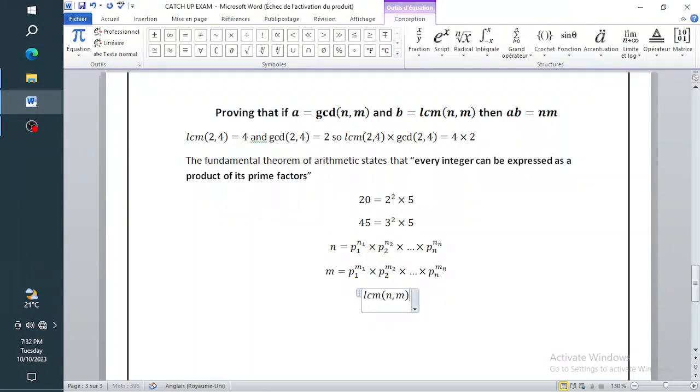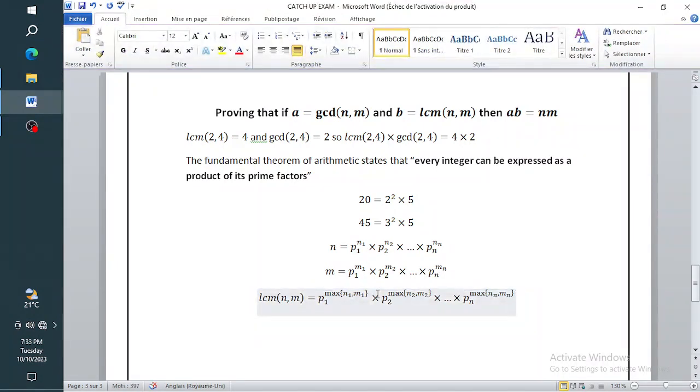and m is just equal to, so what I do is that I just make sure that this P1 should be in n and in m, P2 should be in n and in m, and so on and so forth. So you have P1 to the power, to get the LCM we take the maximum of n1 and m1. That's what we do. Maximum of two numbers means you take the one that is bigger. P2 raised to the power the maximum of n2 and m2, and finally we move right down till Pn raised to the power the maximum of nn and mn.